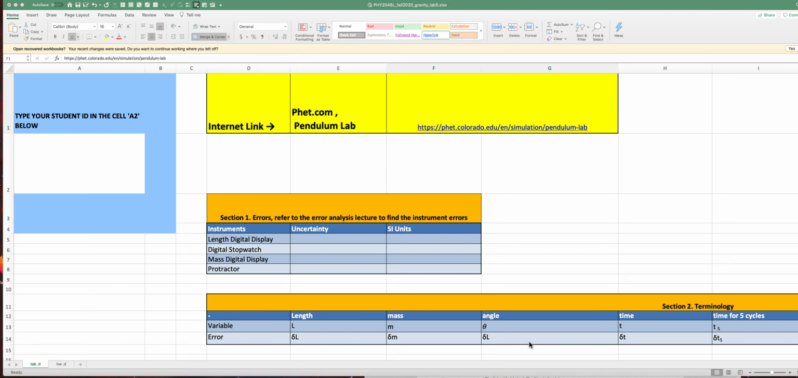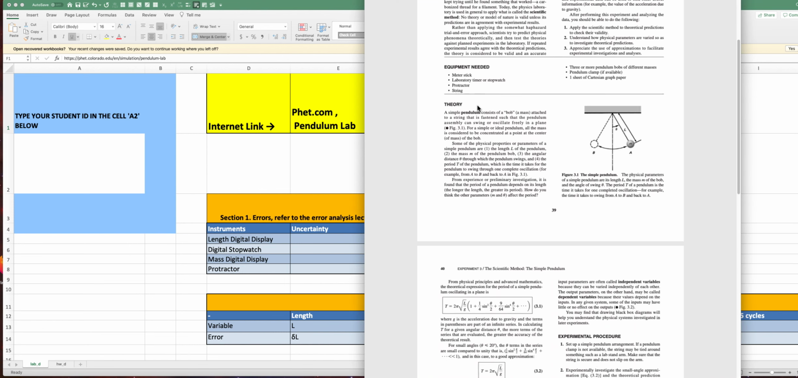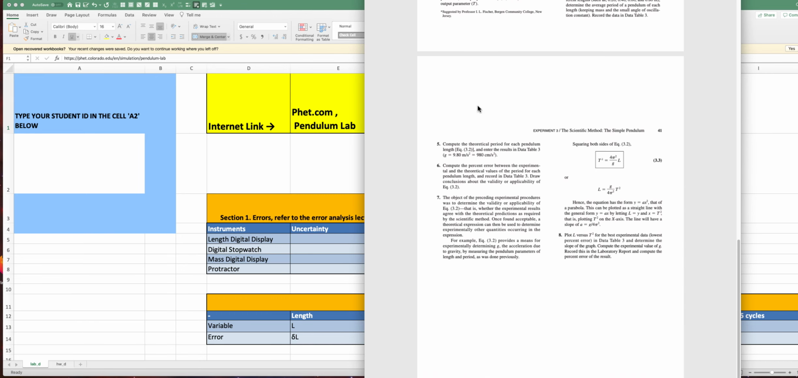Hi everybody, here we're going to go over the general instructions for how to complete the gravity lab. There's an actual set of written instructions, and that's going to be posted on Blackboard as a PDF file, and this is what it's going to look like here. It's going to be, I believe, 3 pages.